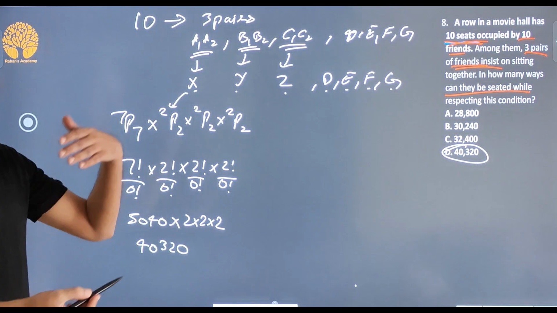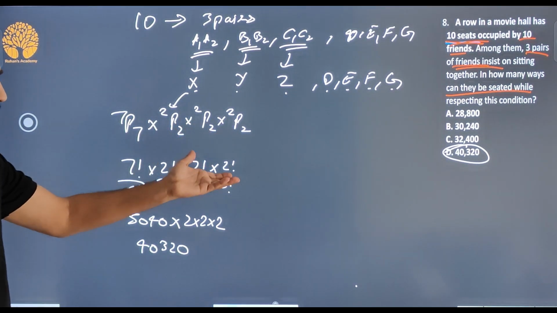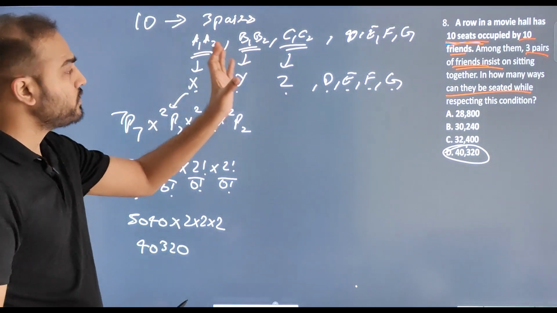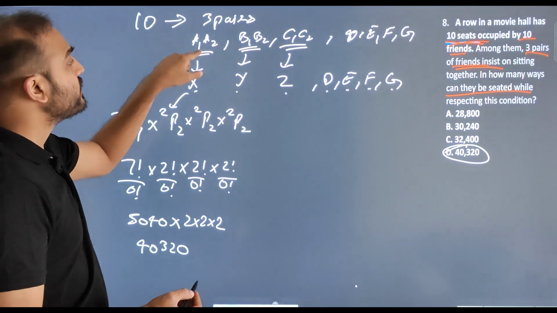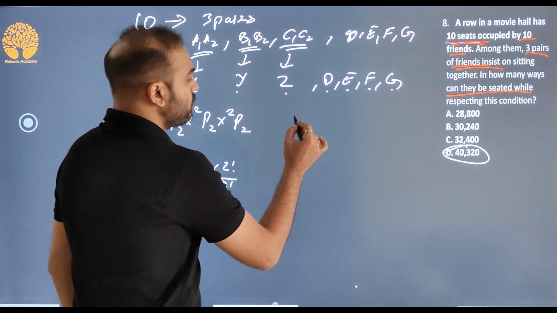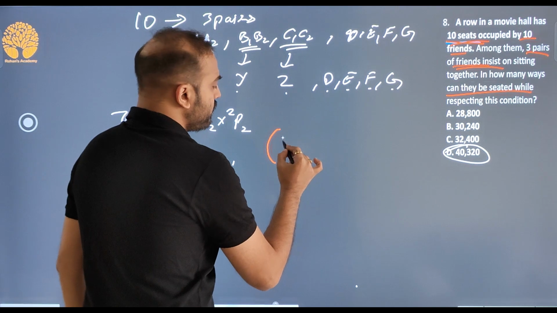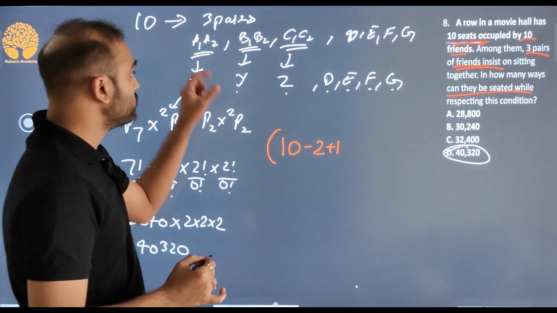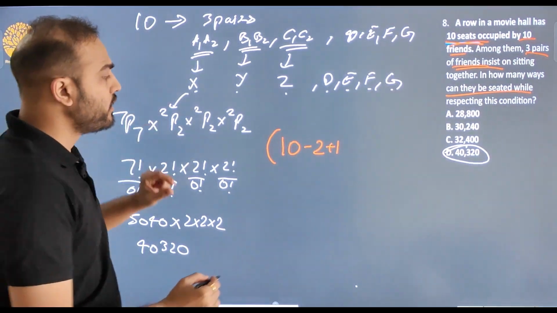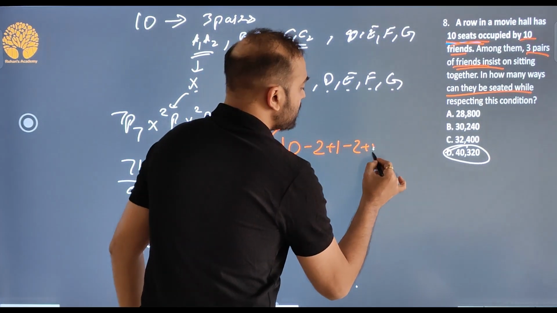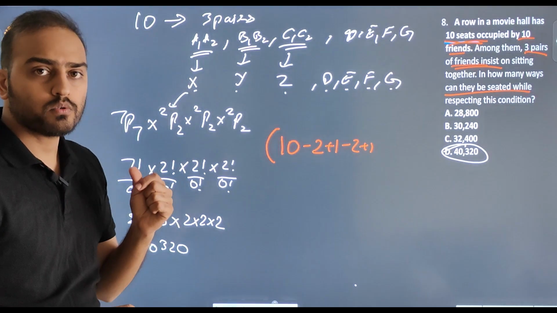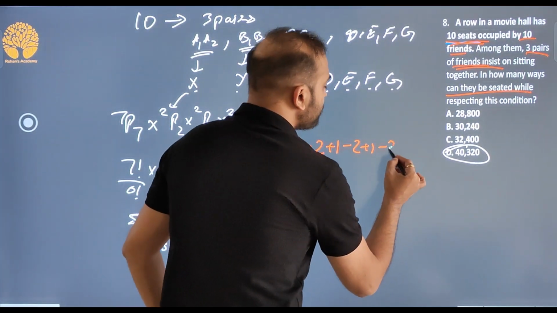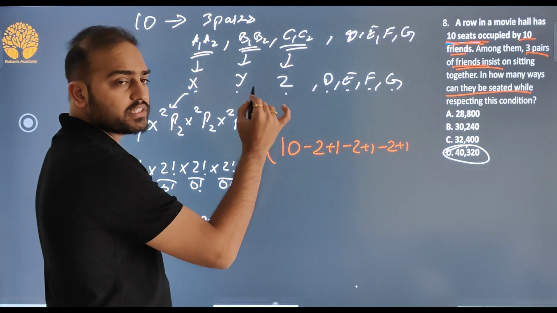Now if you're wondering how we apply the formula that we made, it's the same way. Out of n, where n is 10, 3 pairs want to come together. So what will I write? 10 minus 2 plus 1 because of A1, A2, then minus 2 plus 1 because of B1, B2, and minus 2 plus 1 because of C1, C2.